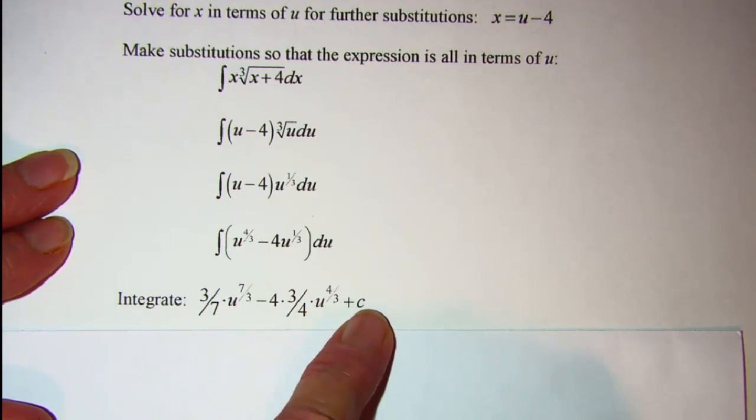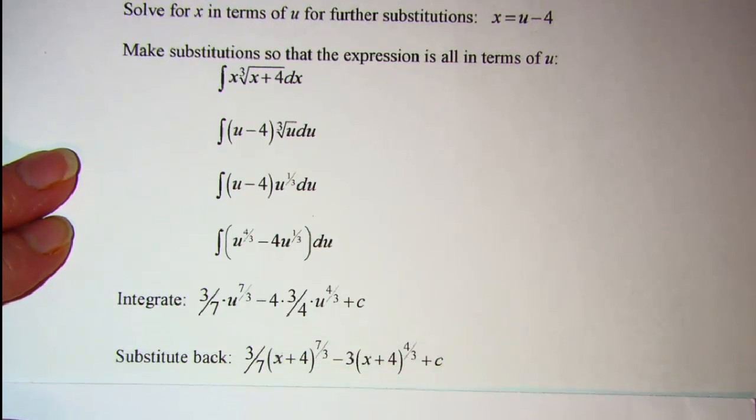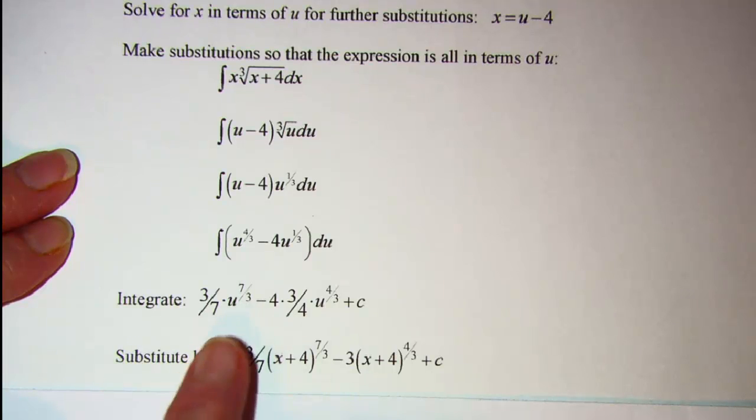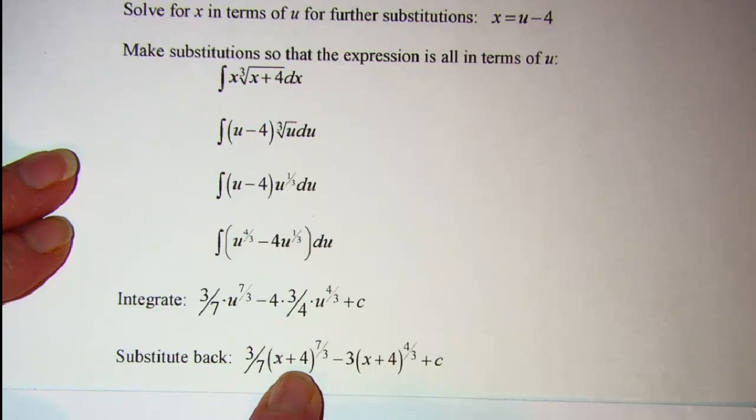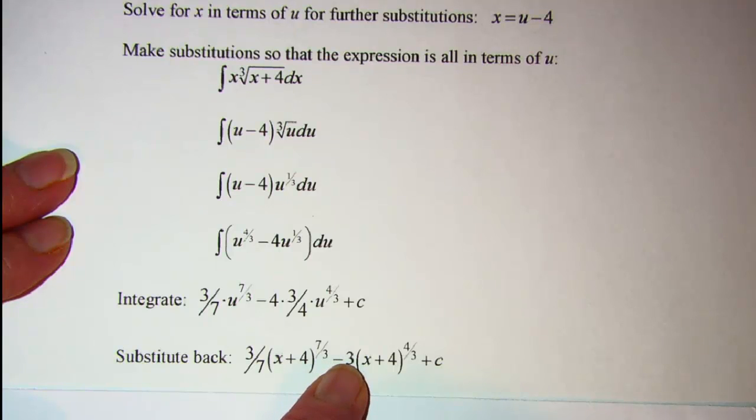Now I make my substitutions back in place of u. I have to put back in my x plus 4, and the 4's cancel here on this product, so I just have 3 times the quantity x plus 4 to the 4/3 plus my constant.